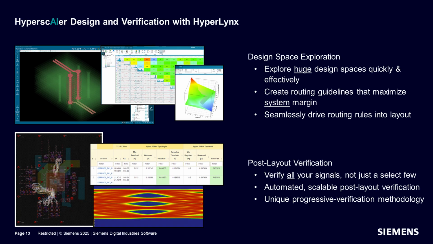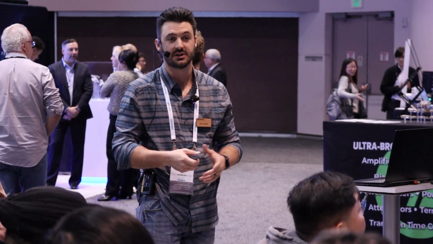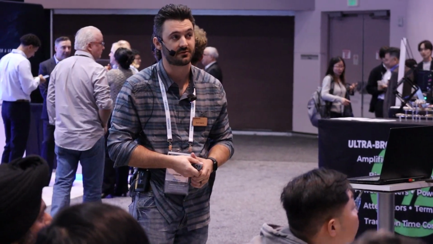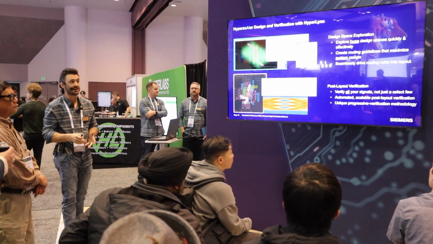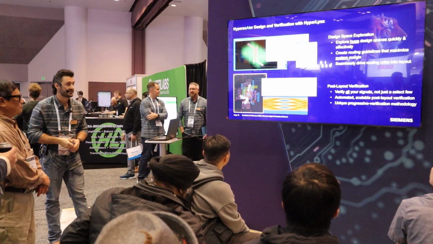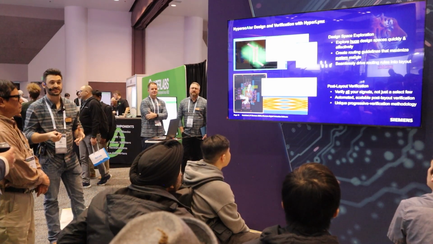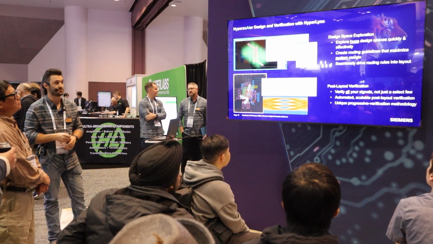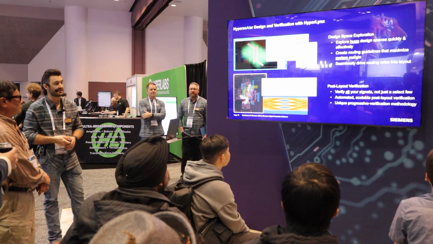So why do we think you should be using Hyperlinks to design and verify your hyperscaler designs? First is design space exploration that we talked about. Hyperlinks allows you to explore these massive design spaces with millions of combinations of design parameters quickly and effectively. And we're able to create routing guidelines that help maximize our system level performance for all nets on the board. And if you're using Siemens Xpedition for your layout tool, we're able to seamlessly drive these routing rules into layout.